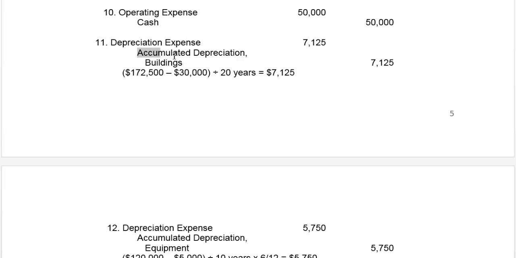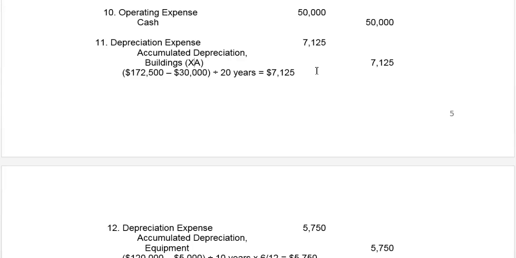Now, instead of crediting the building account directly, your text introduces you to a new account, which is accumulated depreciation. So in this case, all we do is we set up what we call a Contra Asset account. Sometimes I refer to them as XA. I don't know if the textbook does, but sometimes when I'm teaching in the classroom, I do X means contra, A means asset, just so the student remembers.